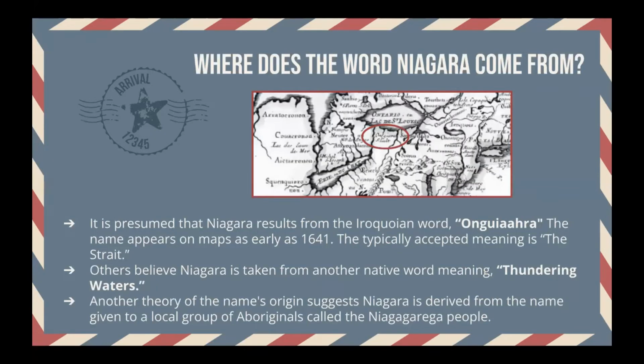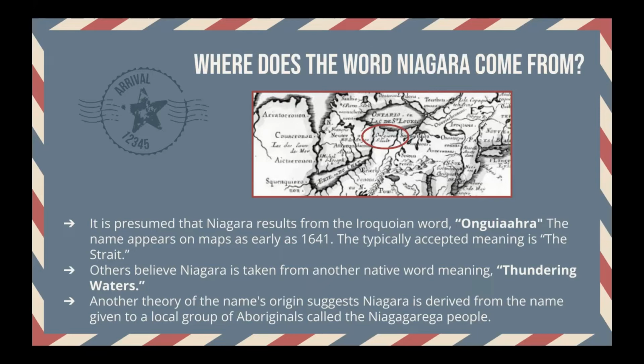Moving on. So, where does the word Niagara come from? There's a few theories about where it came from, and we'll discuss them here. It is presumed that Niagara results from the Iroquoian word Ongiara. The name appears on maps as early as 1641, and the typically accepted meaning is the Straits. Another theory is that people believe that Niagara is taken from another native word meaning thundering waters, which kind of describes how big the Niagara Falls are, describing the immense volume of water coming through it.